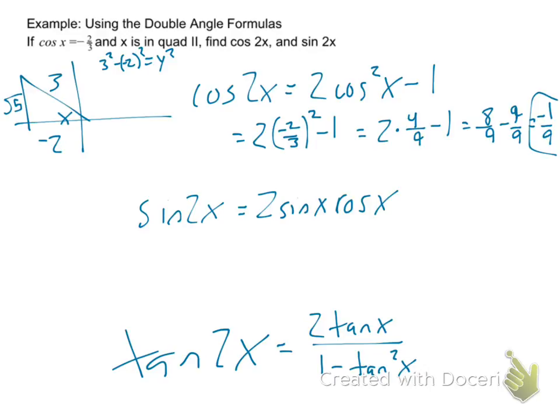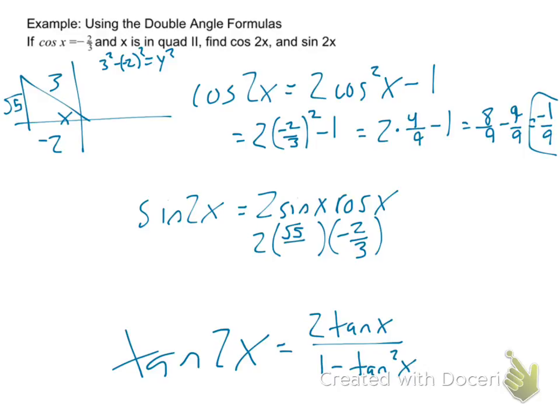I could care less what x is. I wasn't asking you what x was. What I am asking you is, what's the value of cosine of 2x? Knowing that cosine of x was negative 2/3. Okay, do the same thing for sine of 2x and tangent 2x. 2 times cosine was a negative 2/3. That's easy enough. What is sine of x?